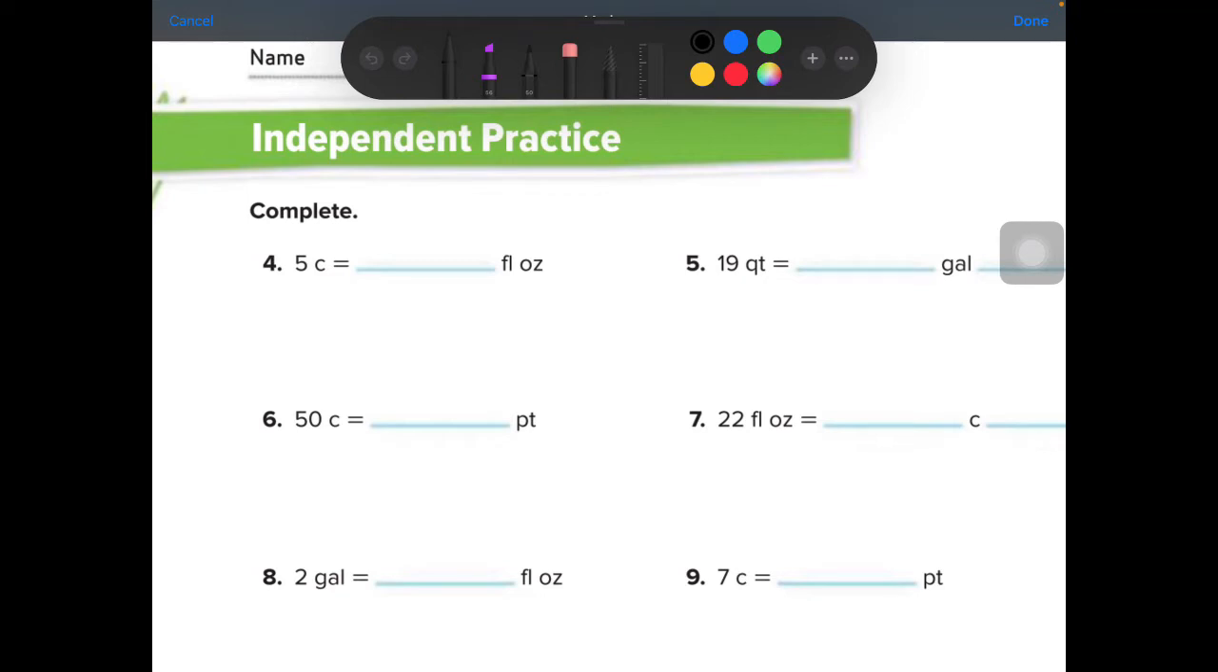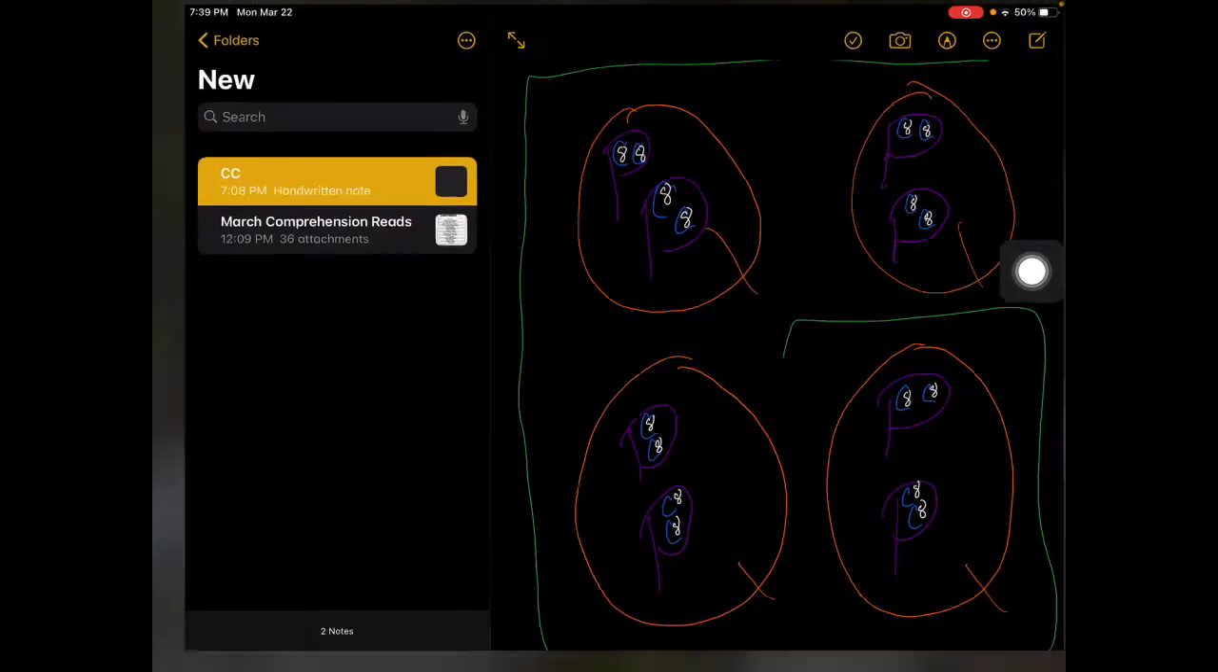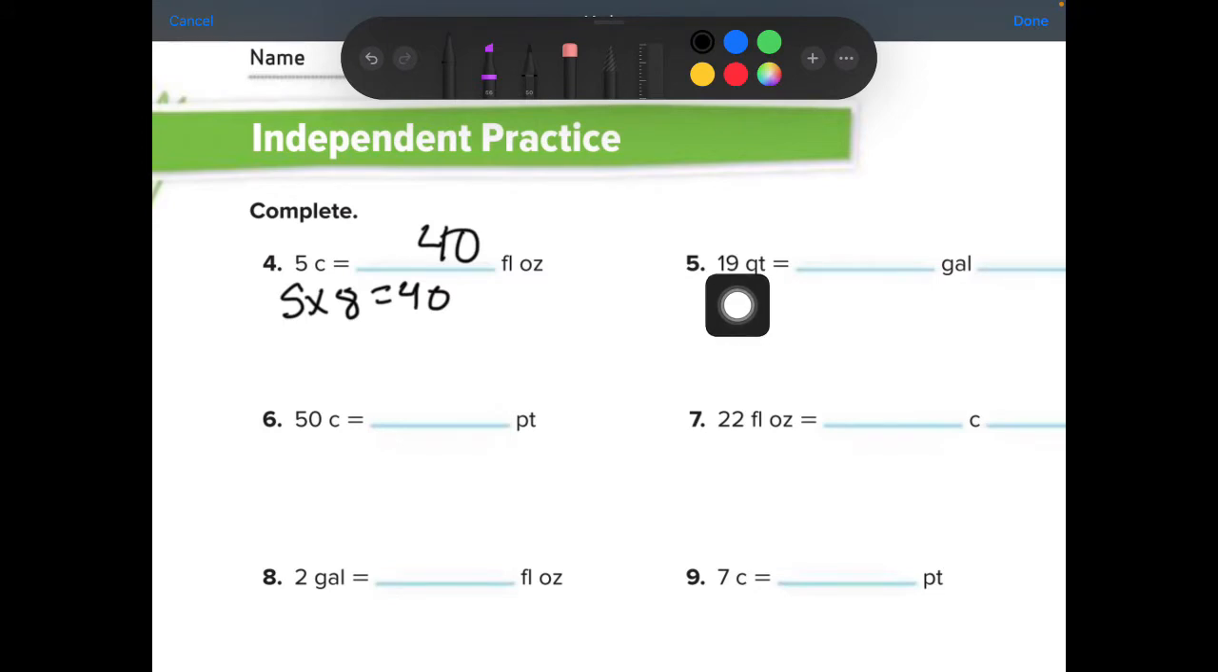Let's go. All right, here we are going to be getting here. I have 5 cups. I need to see how many fluid ounces there are. Bounce over to my poster. So I see a cup has 8 fluid ounces. So I'm going to do 5 times 8 equals 40. So I will have 40 fluid ounces with 5 cups.